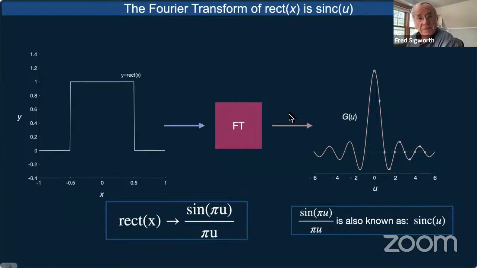And if we go and ask a computer what the Fourier transform is, we get this horrible looking function that's sin(pi u) divided by pi u. u is the spatial frequency. It's also known as the sinc function, and it's horrible because it decays very slowly. It decays as 1 over u, and is infamous for having all of these ripples.